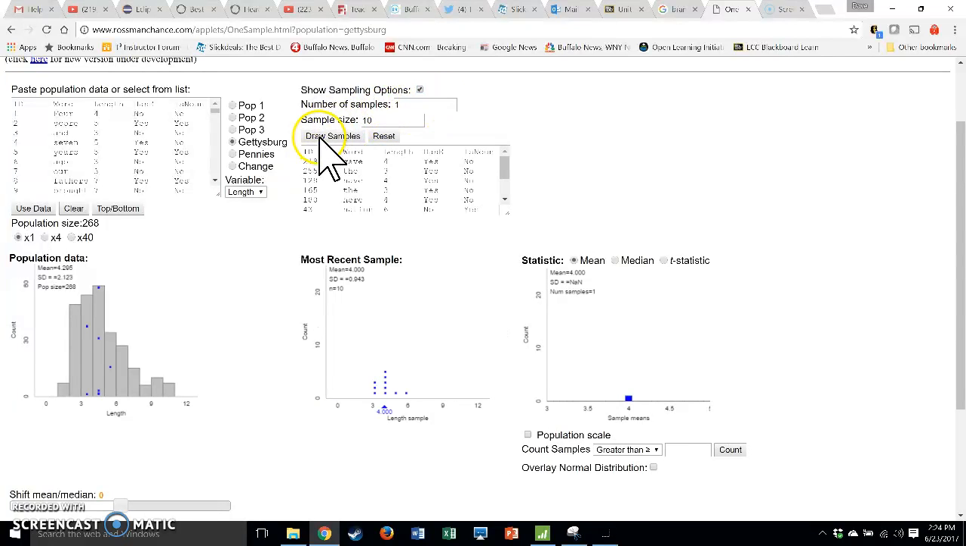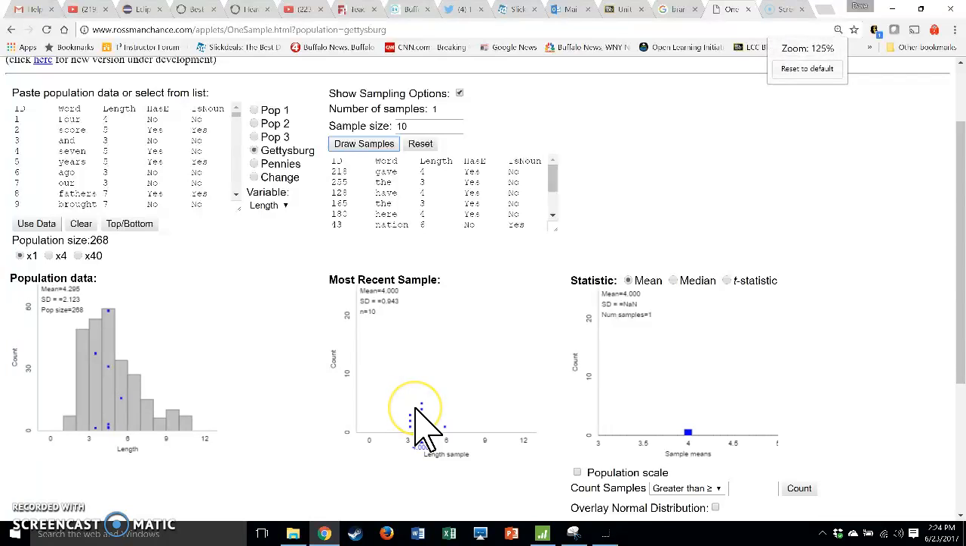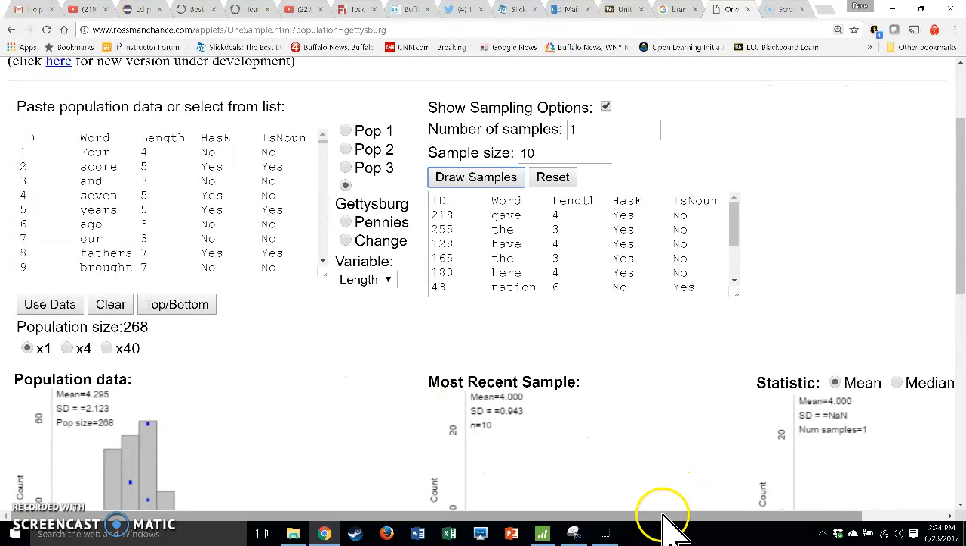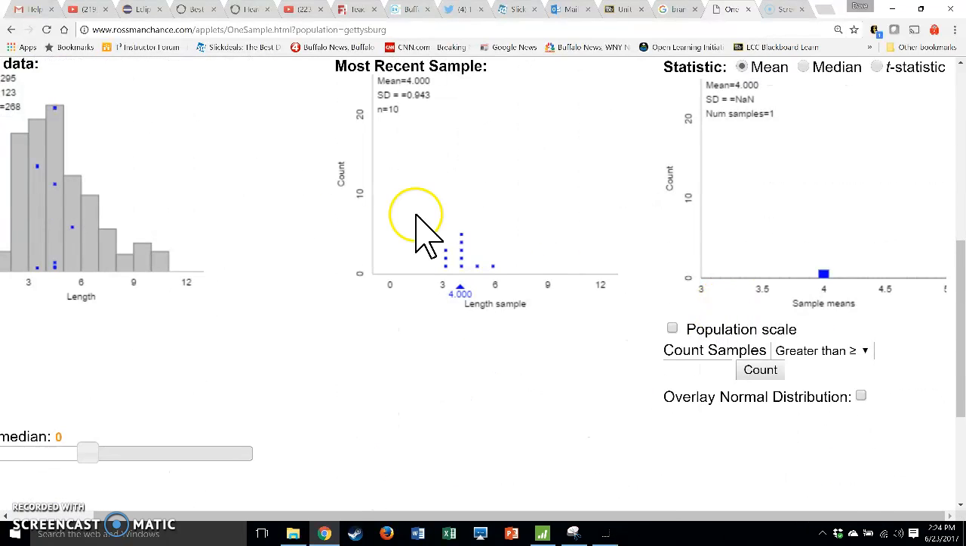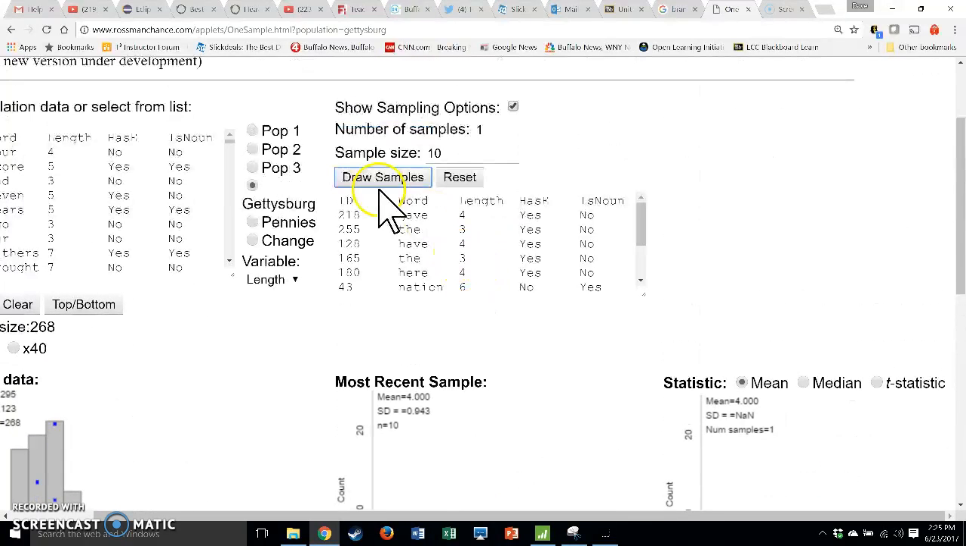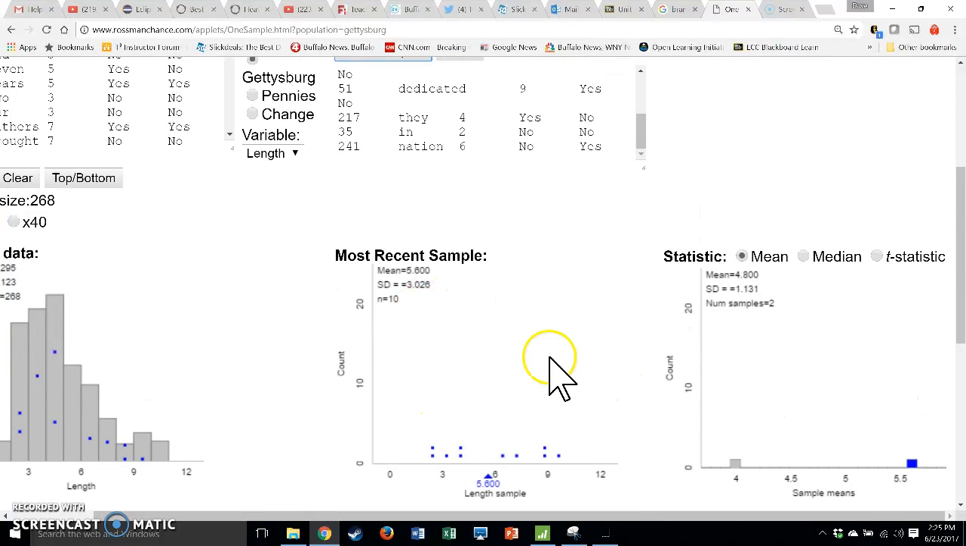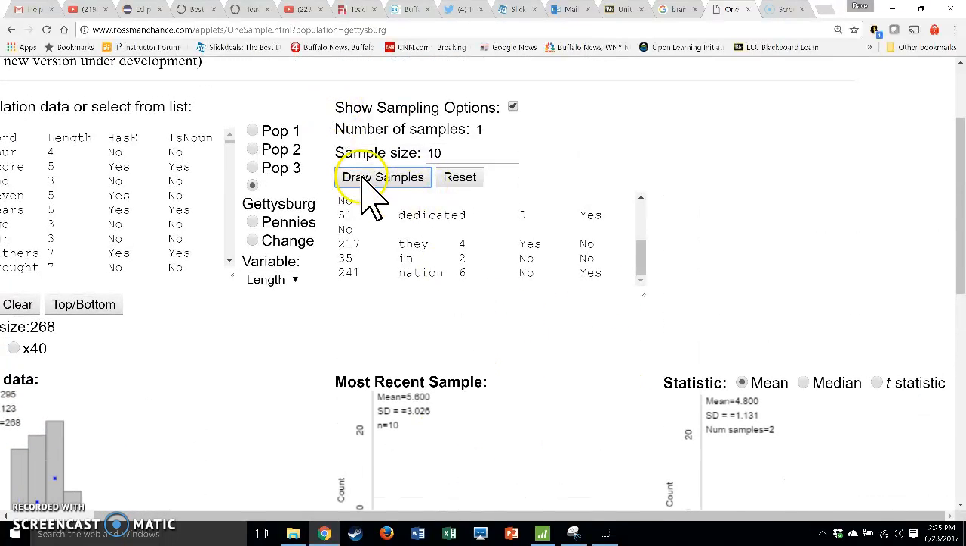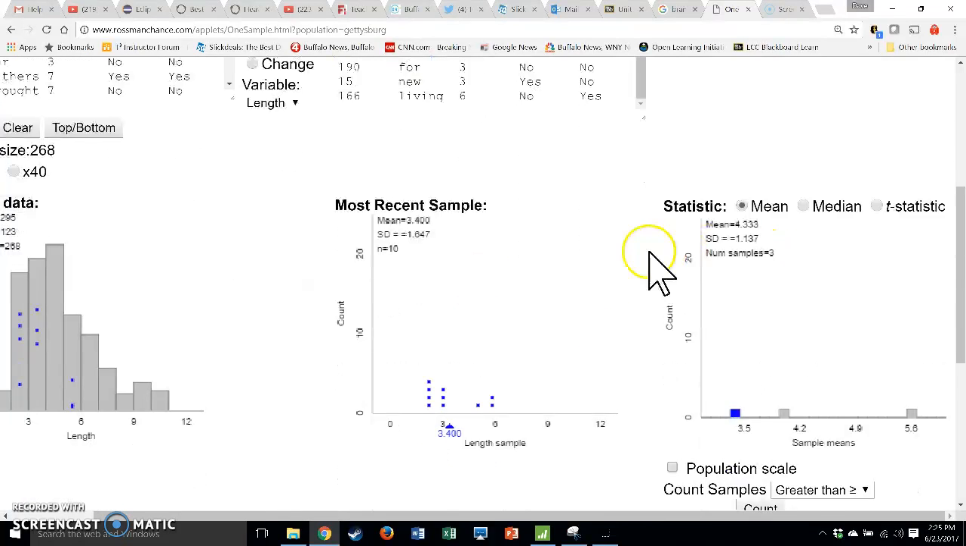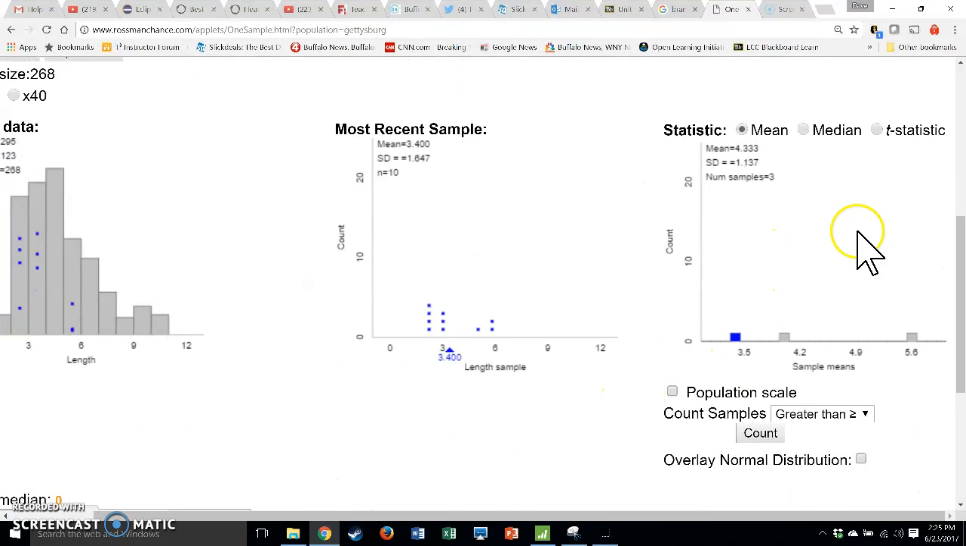So if I did this, and you see here's my sample of the words in the Gettysburg Address using a simple random sample. Let me zoom in so you can see this. And you can see that that's one sample. So let me do that again. And you can see that's another sample. Way different than the first one, but they're still representative samples of the population. And I can do another one. And you can see over here they're plotting the mean of those samples.